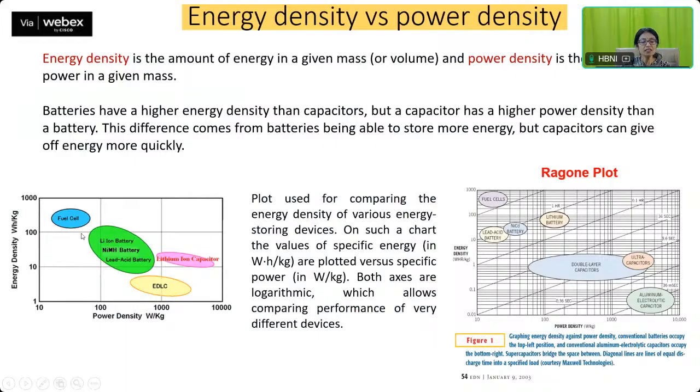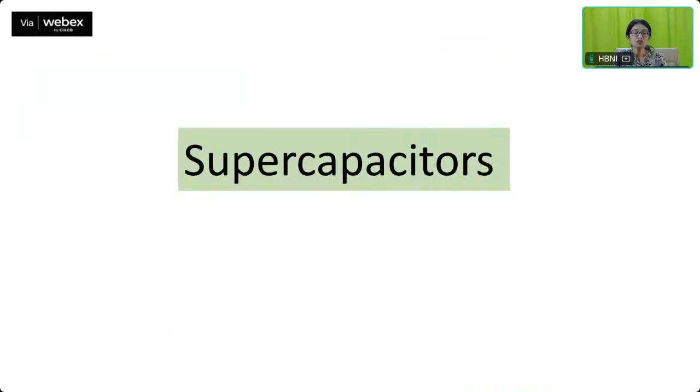But there are two other devices, one that gives you more power density and the other more energy density. One is the capacitors, which give you more power density, whereas on the other extreme side, you have fuel cells, which give you more energy density. Since we have discussed batteries extensively, now we will be discussing these other two energy storage devices which you find on the Ragone plot. One is your capacitor and the other is your fuel cell. First we will be discussing the supercapacitors.